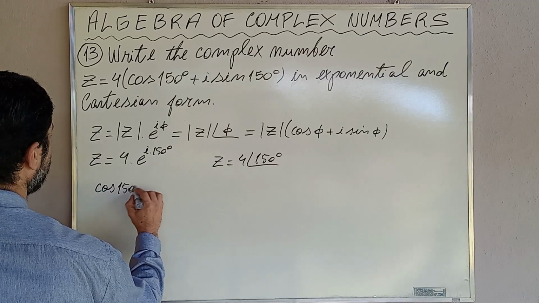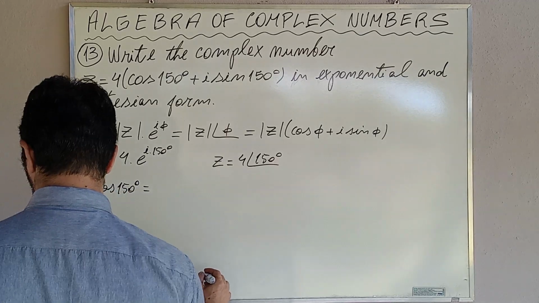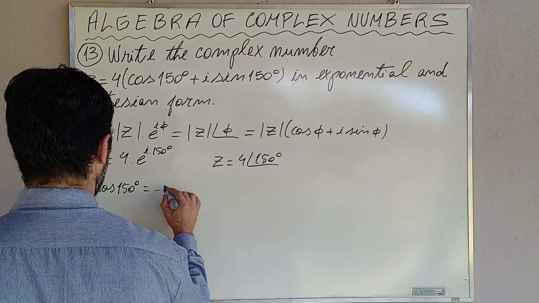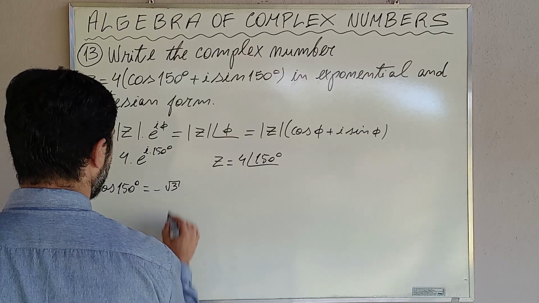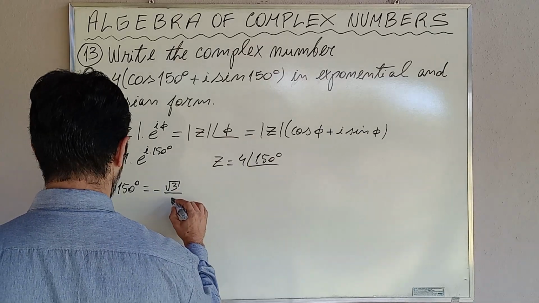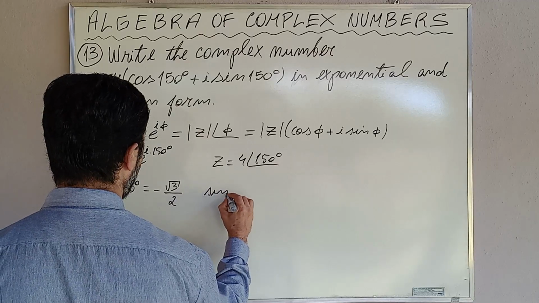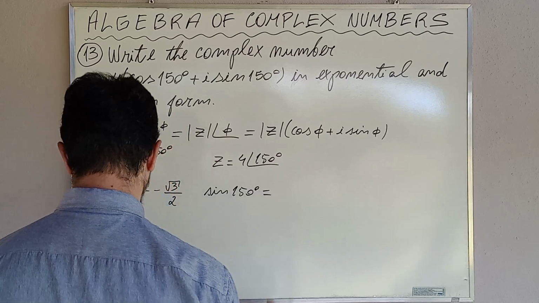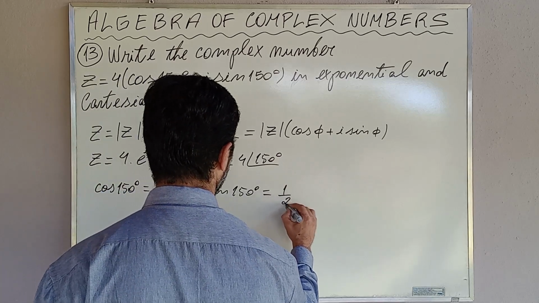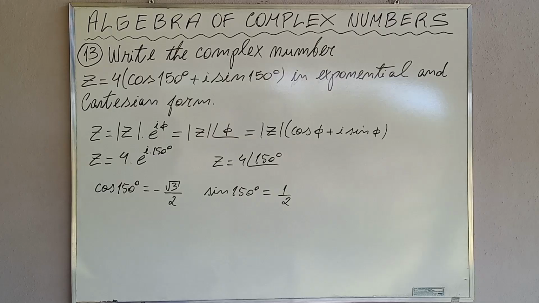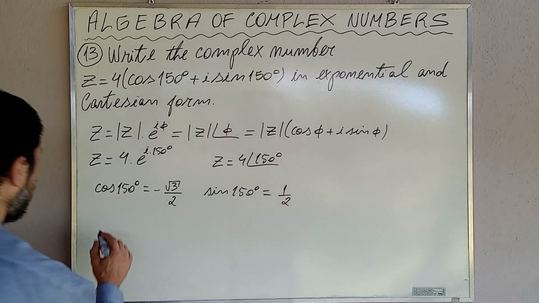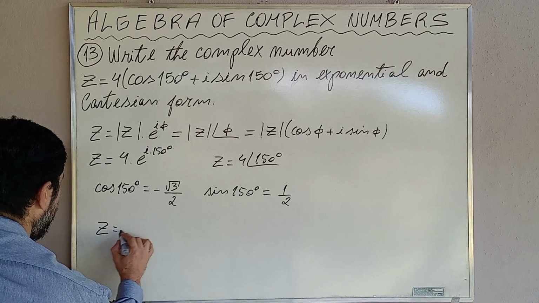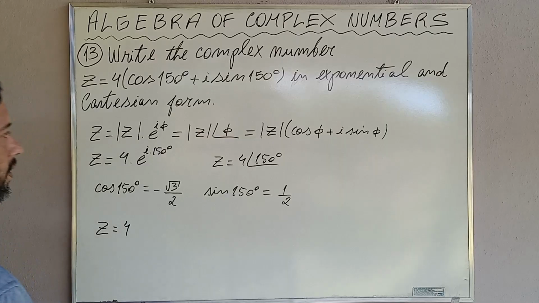of 150 degrees is equal to negative square root of 3 divided by 2, and the sine of 150 degrees is equal to a half. We need to know this to convert to Cartesian. Therefore, to convert it to the Cartesian form, z is equal to 4, which is the magnitude.